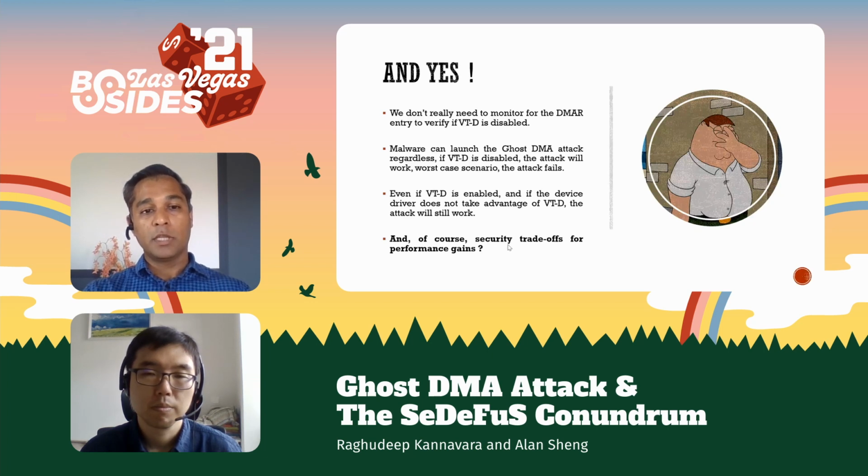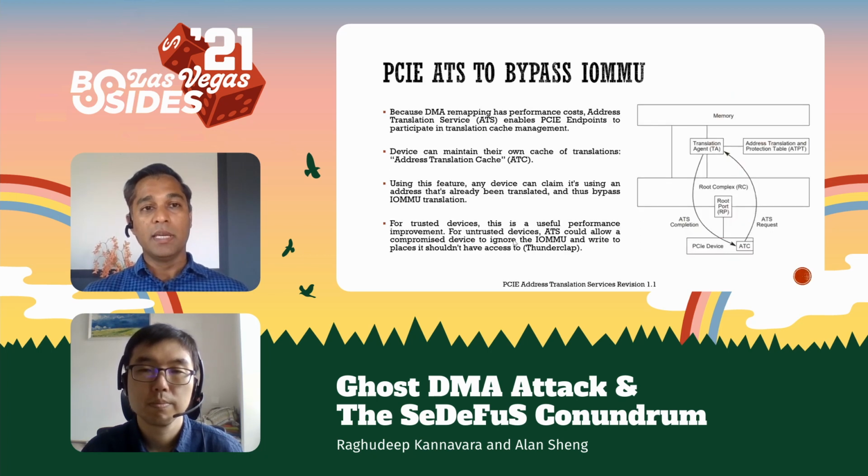And of course, the security trade-offs with performance gain is another important topic that we actually missed when we talked about the conundrum. So we've seen many security issues come up when we optimize for performance. One example here is the PCIe address translation service to bypass IOMMU. This was described by the set of researchers who talked about the Thunderclap vulnerability. Because DMA remapping has performance costs, address translation service enables PCIe endpoints to participate in translation cache management. Essentially, you're caching the addresses. So these devices can maintain their own cache of translations in the address translation cache. And using this feature, any device can claim it's using an address that's already been translated and thus bypass IOMMU translation, right? That's a bypass of the IOMMU capability here.